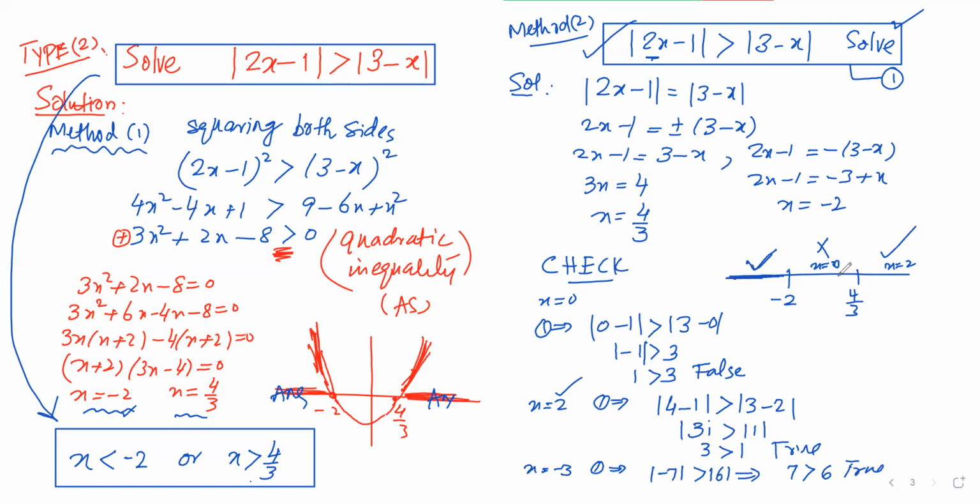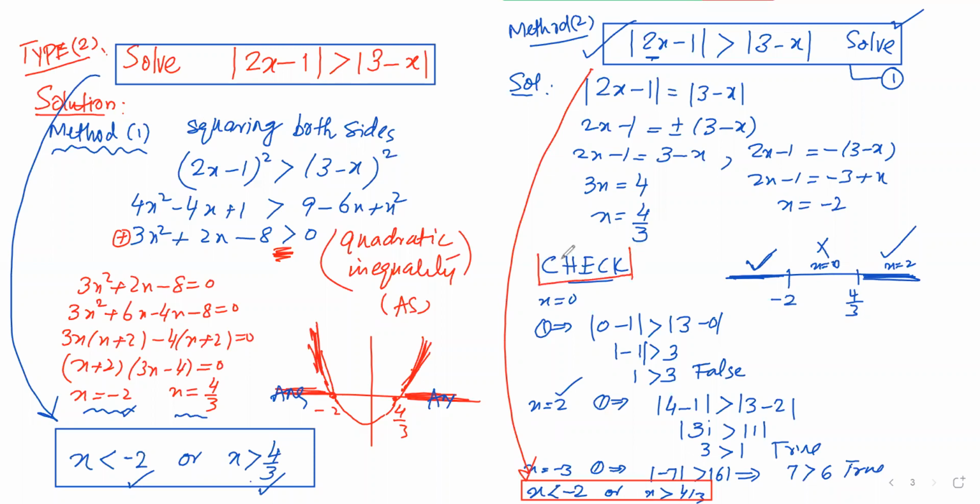So what are the answers then? The answer is here and the answer is here where we have the ticks. So x is less than minus 2, same as here, or x is greater than 4 over 3, same as here. So these are the two inequalities, or these are the answers to this inequality, using a different method. Yes, the same answer for the same question.